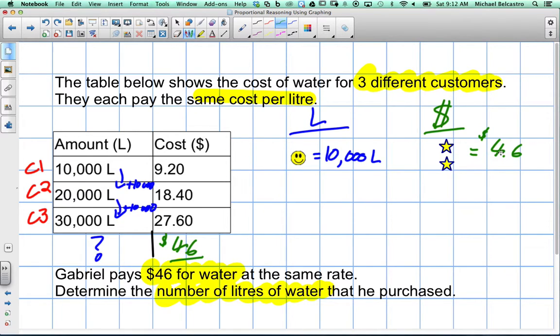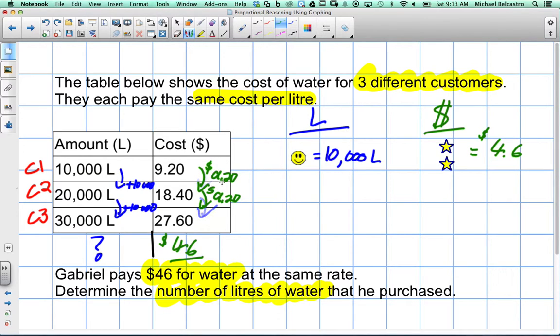And I can actually do some quick math. I need this decimal to move over one. If I were to just multiply by 10, I would have 46. So if each star equals $4.60, I just need 10 stars. And we know that every 10,000 liters is $9.20, so I need 2 stars for every 1 happy face, because these 2 stars represent that $9.20, and then it goes up by 10,000 liters. Our money is increasing by $9.20 each time.